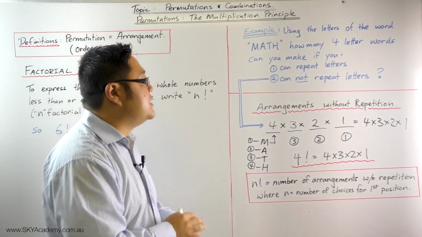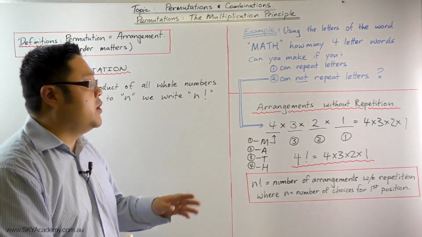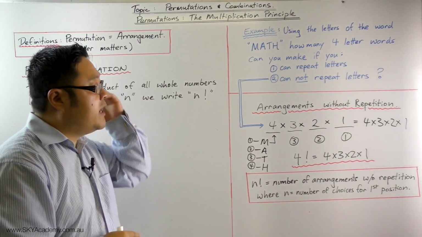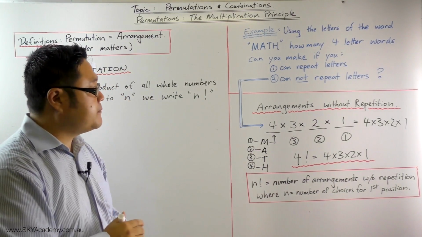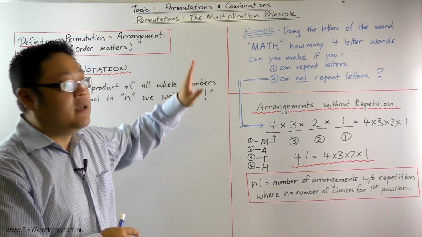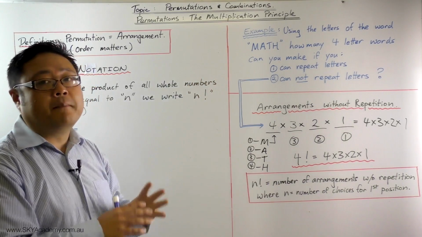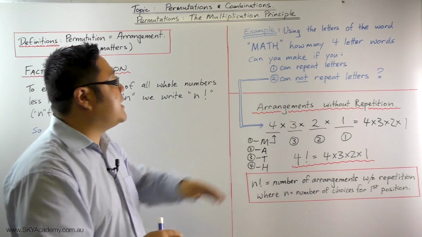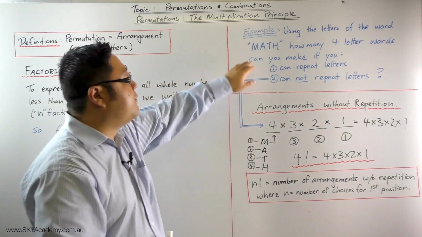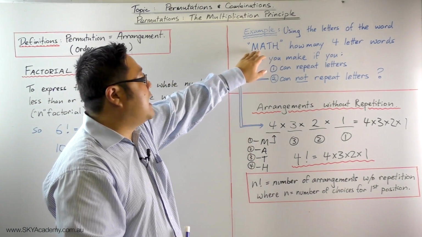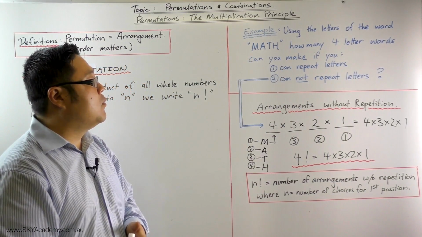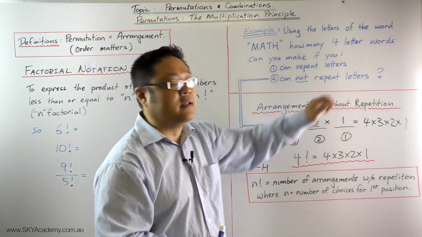We looked at a specific example in the last episode, and I just want to revisit it so that we can understand where we left off. The example was the number of arrangements you can make with the word math. If we rearrange all the letters, how many 4-letter words can we make from the letters in the word math, where you cannot repeat the letters?